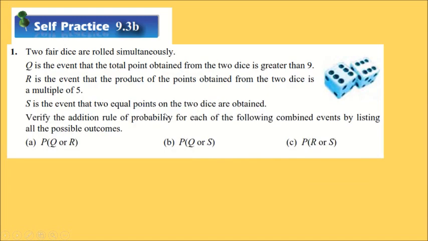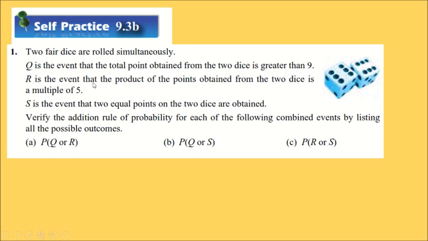Okay, we try to verify the addition rule of probability. Two fair dice are rolled simultaneously. You still remember we have discussed all the possible outcomes when two fair dice are rolled simultaneously in subtopic 9.1. So now we continue. Q is the event that the total point obtained from the two dice is greater than 9.